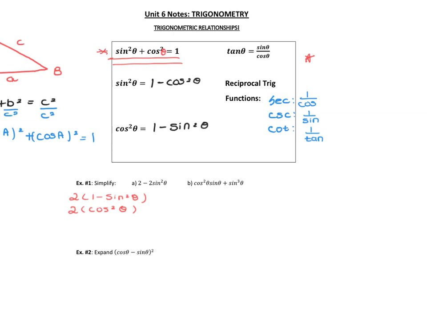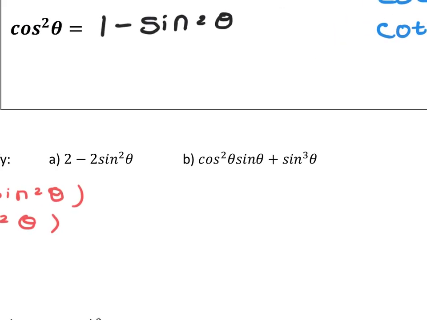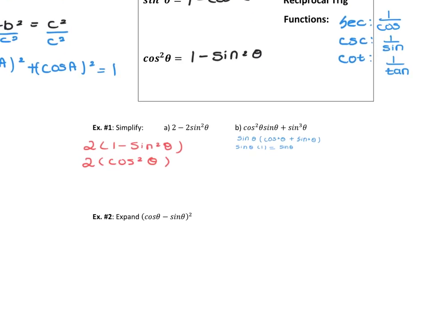The next one, what can I take out? What's your GCF for B? Yeah, sine theta. So this is nice. You can take out a sine theta. You're left with cosine squared theta plus sine squared theta. And what does that reduce to? Cosine squared theta plus sine squared theta is 1. So this is really just sine theta times 1, which is just sine theta. Does that make sense? So not that bad.